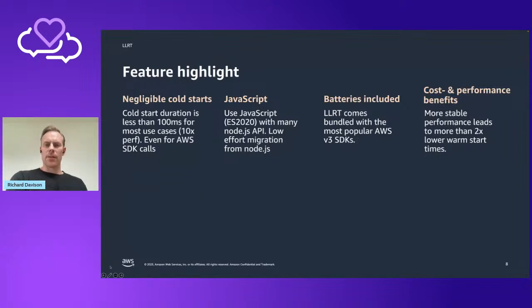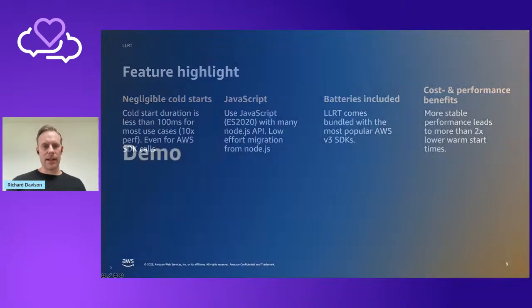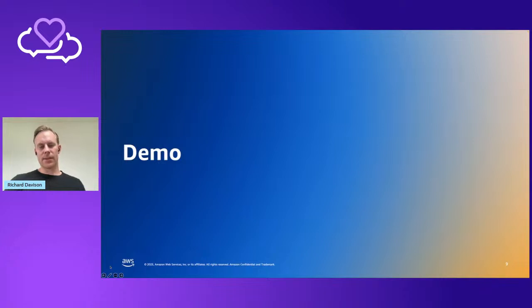It also comes with cost and performance benefits. So more stable performance leads to more than 2x lower warm starts in addition to those 10x faster cold starts that we saw. And I think it's enough talking. Let's show its capabilities in a demo, and we will discuss the traits of LLRT and how it can be so fast while we continue the presentation.